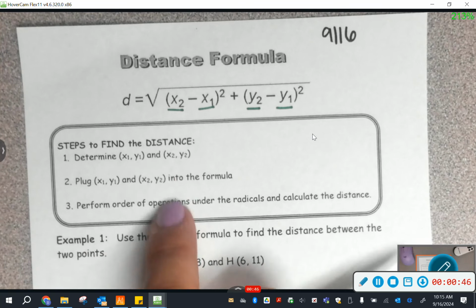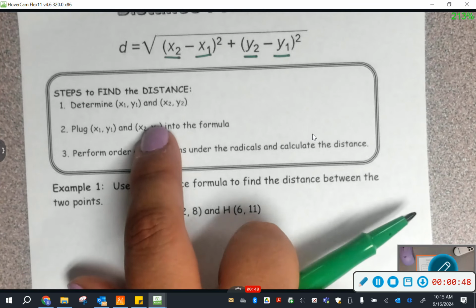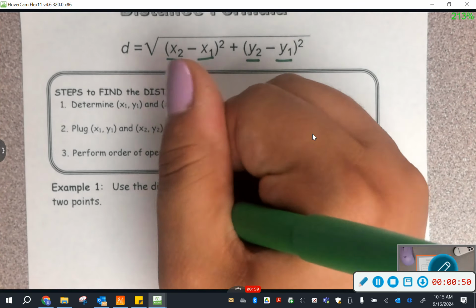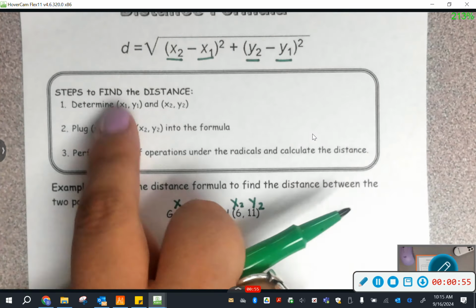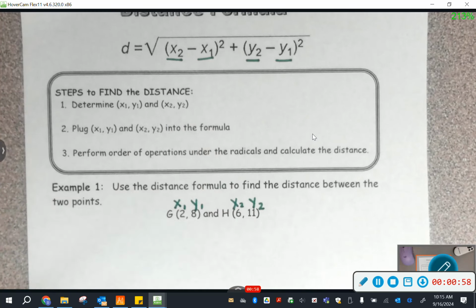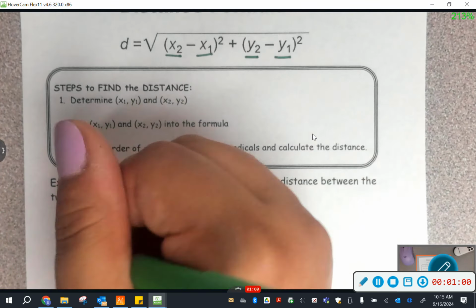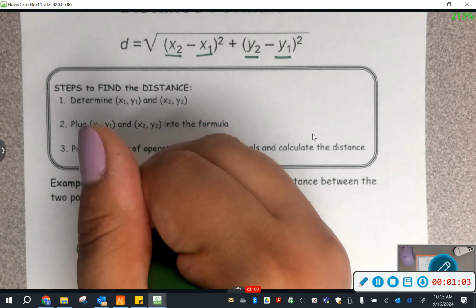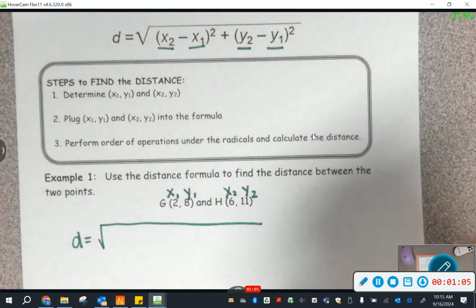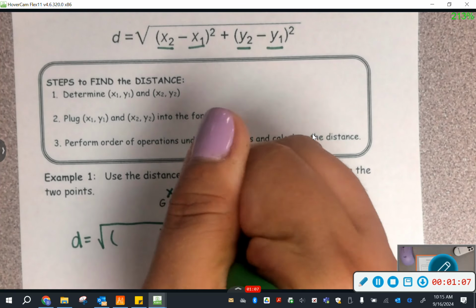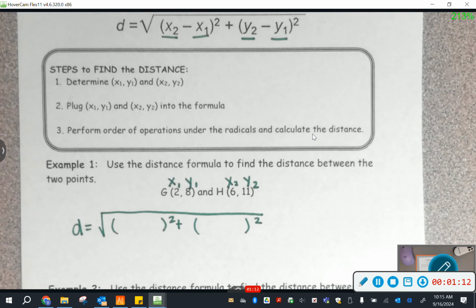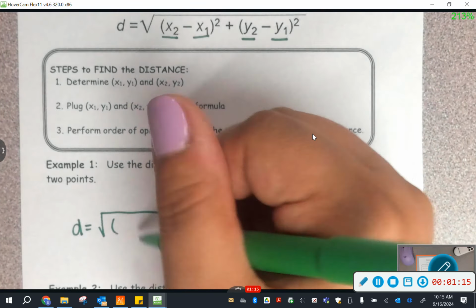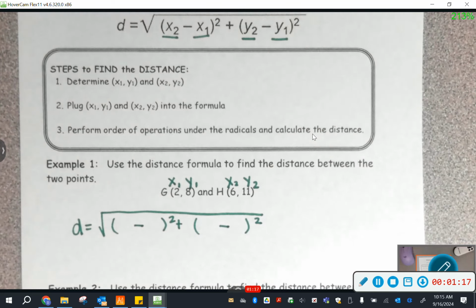So first thing, we've already done steps 1 and 2. Label X1, Y1. So I'm going to do X1 and Y1, X2, Y2. And if you get confused, it tells you right there. And then we need to start our formula. Remember, I always do the square root, parentheses squared, plus parentheses squared. And what do I always put in the parentheses? Well, subtraction signs first, and then we'll get to that.